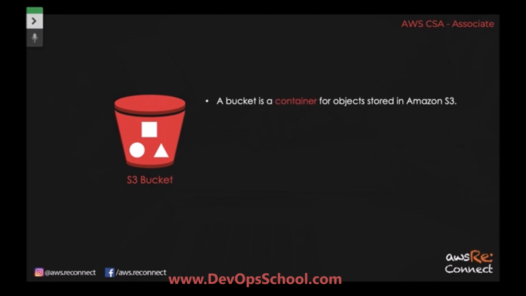So the conditions are: a bucket is a container for objects stored in Amazon S3. It's a container to store your objects. Without this container, you cannot upload your data to Amazon S3. Buckets are region specific. Whenever you log into your S3 console, you don't need to first choose the AWS region; basically, it's a global region. But whenever you create a bucket, at that time it asks you to specify in which region you have to create it. So buckets are always region specific.